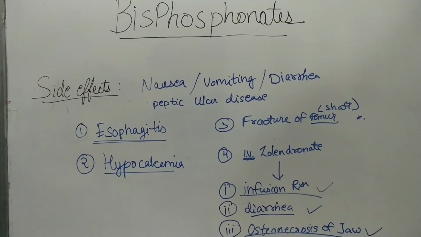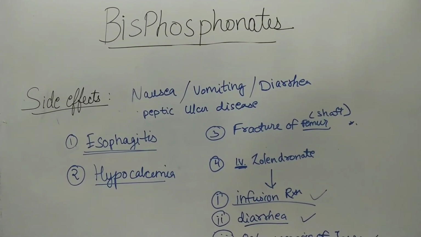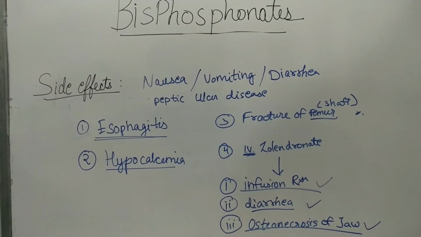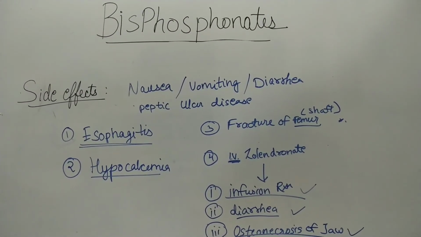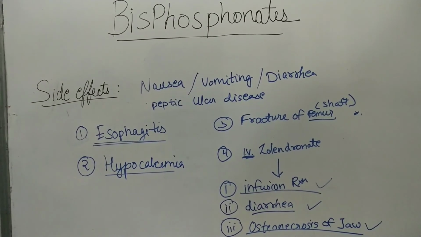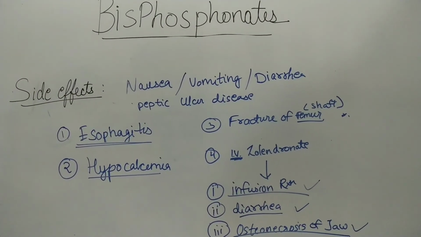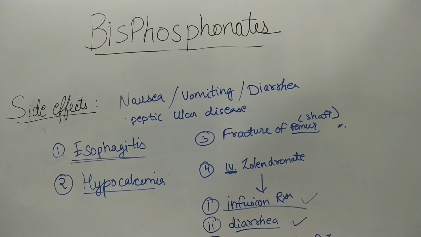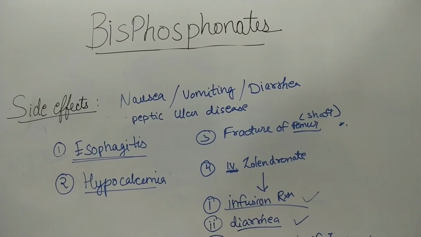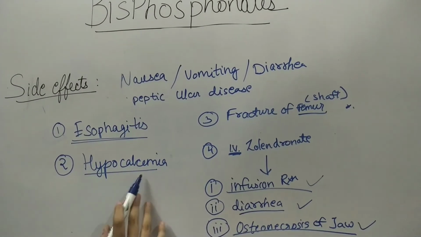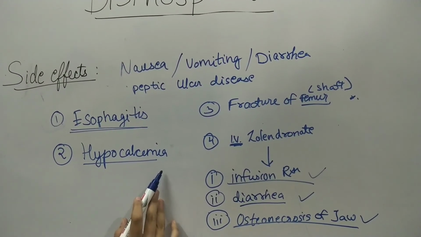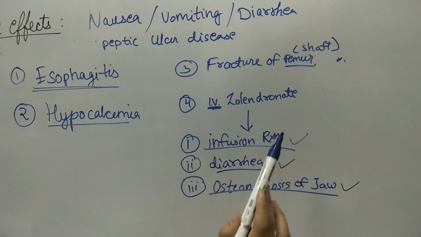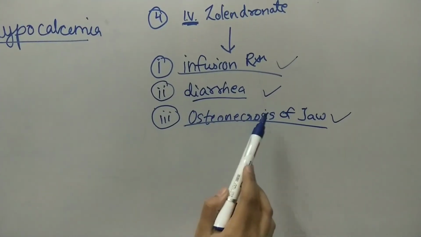Esophagitis. What can we do to prevent this side effect? First of all, while taking the drug, you should drink plenty of water. The second thing you can do is keep standing for 30 minutes after taking the drug. And please don't eat any food before and after 30 minutes of this drug. And also it has to be taken on an empty stomach. This should be remembered. Second one is hypocalcemia, which occurs due to decreased bone resorption. Third one is the fracture of the femur shaft. And fourth one is zoledronate: infusion reaction, diarrhea and osteonecrosis of the jaw.